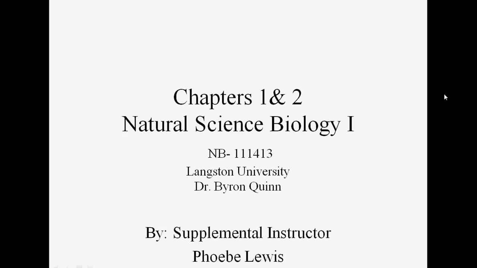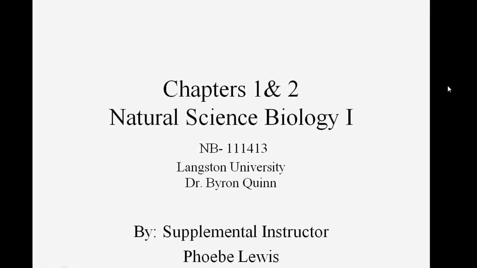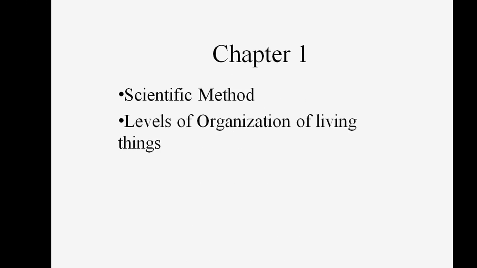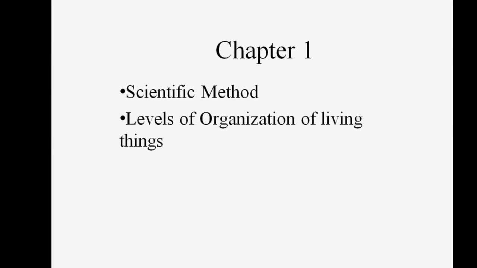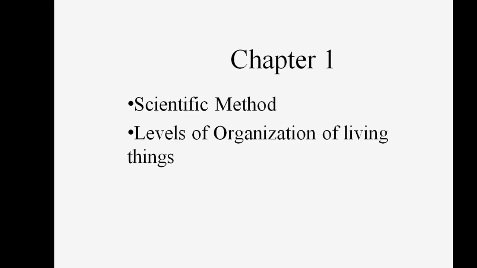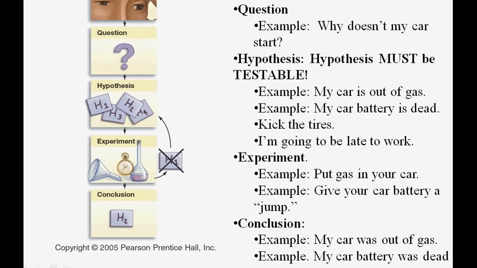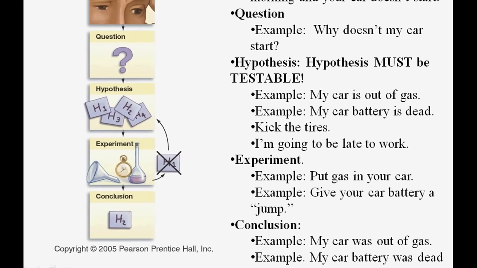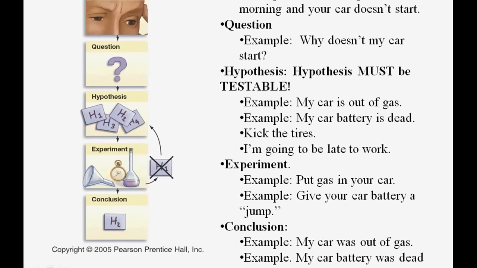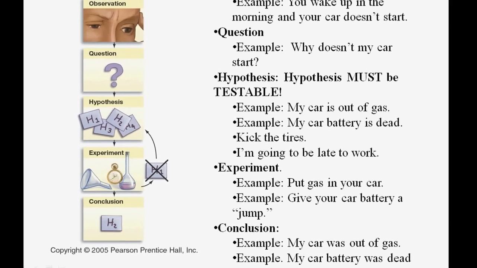I am composing a series of review videos for your final, so this review video is the first one and it covers chapters 1 and 2. Now chapter 1 only focused on two main things, the scientific method and levels of organization of living things. Now first, the scientific method is composed of 5 main steps: observation, question, hypothesis, experiment, and conclusion.